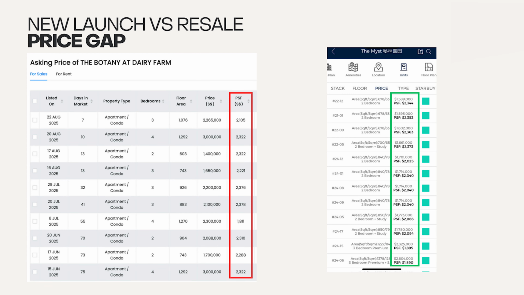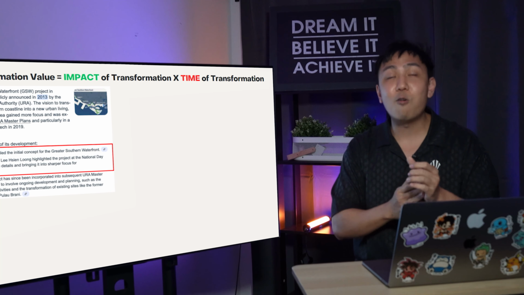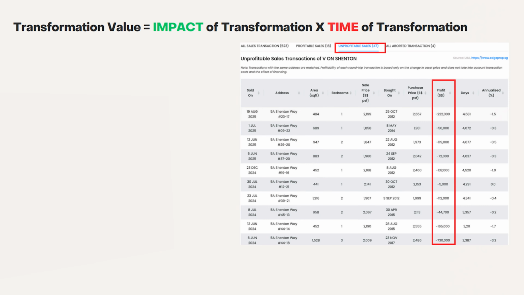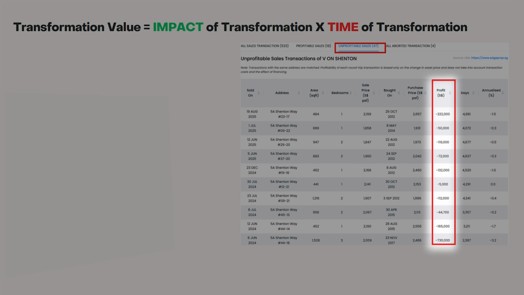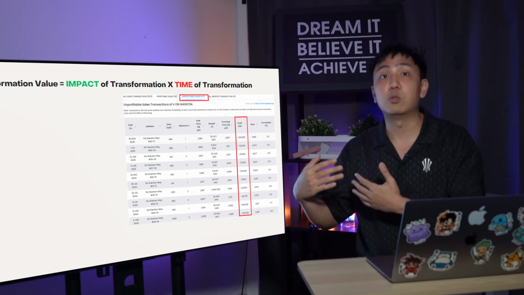And if you look at the article over here, that is the same time the government actually started announcing their plans for the Greater Southern Waterfront. The impact of the transformation is very huge. But let's look at how V on Shenton performed. Out of the 60-over resale transactions over there, 47 of them actually lost money. And if you go to PropertyGuru, there are still a lot of owners trying to sell.